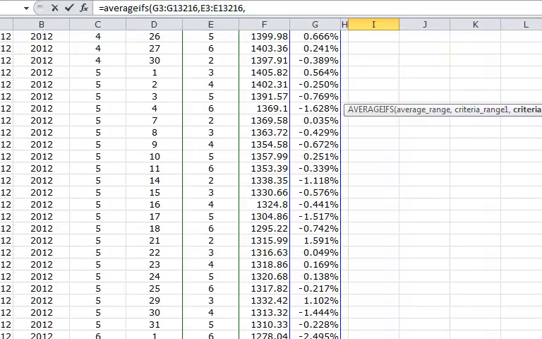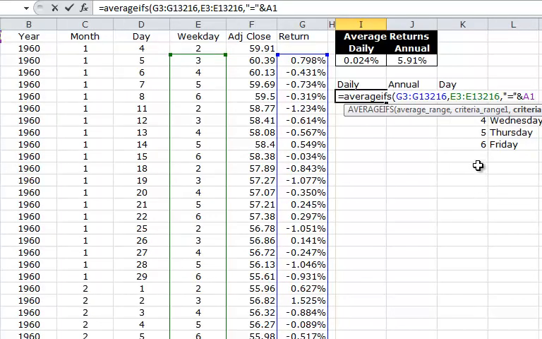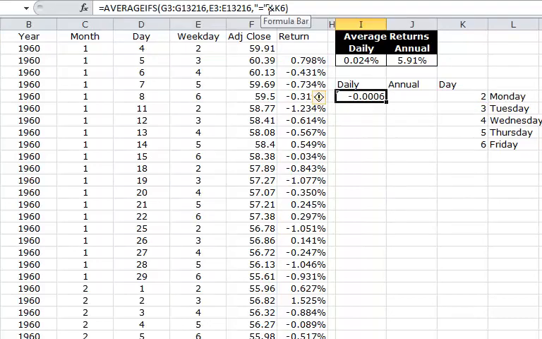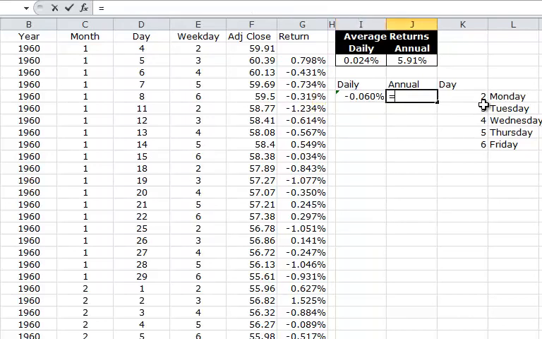Then the next thing we have to tell it is the criteria. Put this inside quotation marks, equals, and then we have to give it the ampersand, and we're going to say 2. And 2 is the number that's actually located right here in cell K6. So I'm going to say K6. Now, we make it a percent. There's the daily. Let's annualize it, which is that.